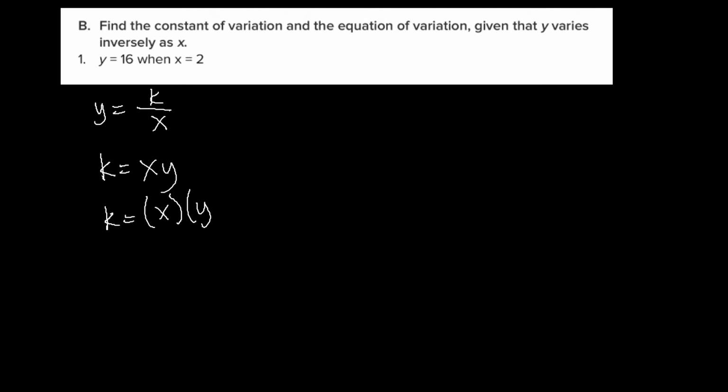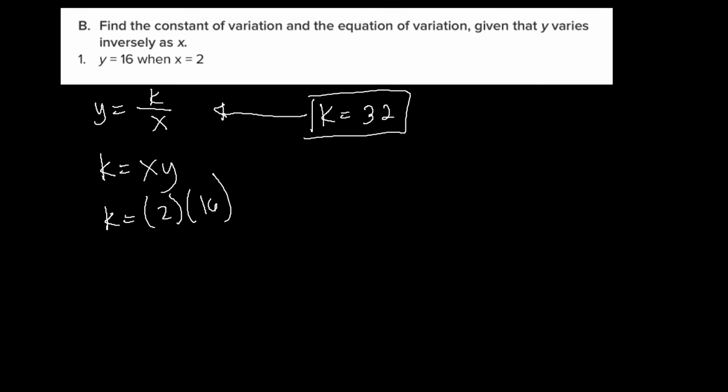So let's put the value of our x. X is 2 and y is 16. So k is equals to 32. Okay, so we now have k is equals to 32. And after that, we need to find the equation of variation. Simply substitute the value of your k in the equation. So we have y is equals to 32 over x. So this is now our equation.